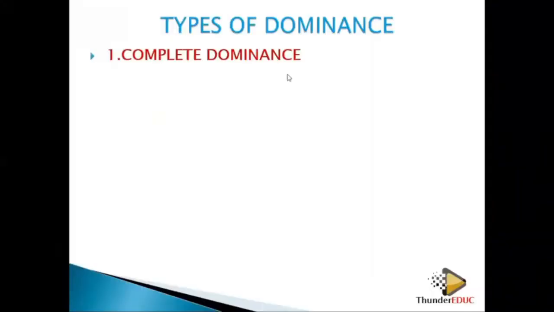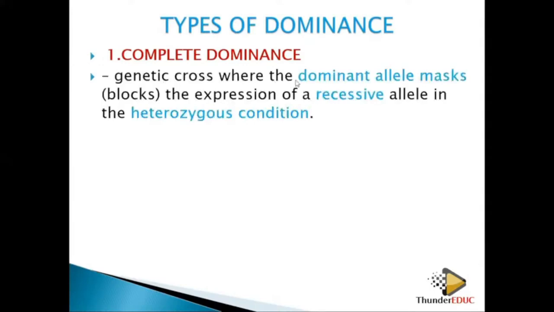We have 3 types of dominance: complete dominance, codominance, and incomplete dominance. So let's look at them in detail. When we talk about complete dominance, when you are dominant, it means that you have power over another individual. So it's a genetic cross where the dominant allele masks, blocks the expression of the recessive allele in a heterozygous condition. So in complete dominance, you have a heterozygous condition.